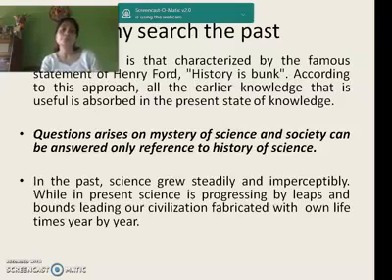Now, why search the past? While searching the past, we should mention the famous historian Henry Ford, who says that history is bunk. According to this process, all the earlier knowledge that is useful is absorbed in the present state of knowledge. There are many questions that arise in society which can be answered only by searching the history of science. In the past, science grew steadily and imperceptibly, while at present, science is progressing by leaps and bounds, leading our civilization forward in all fields year by year.